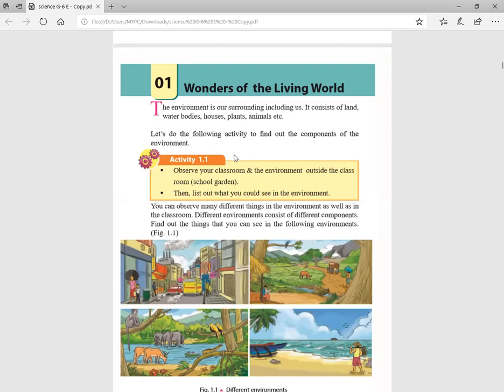Activity 1.1. Observe your classroom and the environment outside the classroom, like the school garden. List out what you could see in the environment. We can observe many different things in the environment as well as in the classroom. Different environments consist of different components. Find out the things that you can see in the following environments.